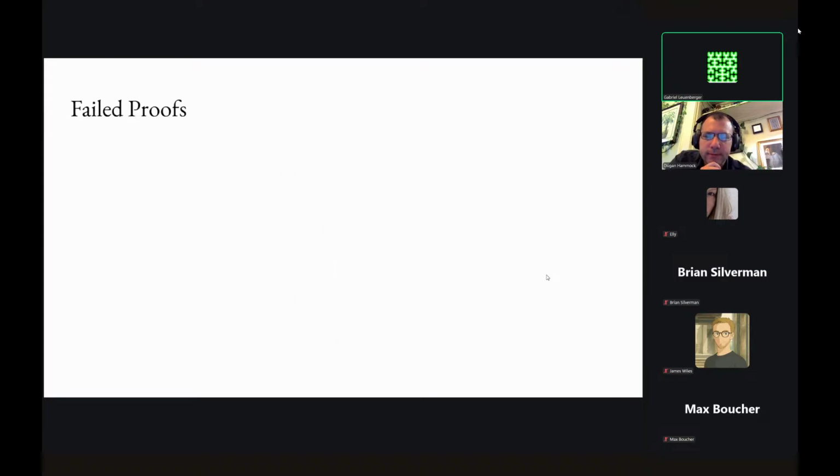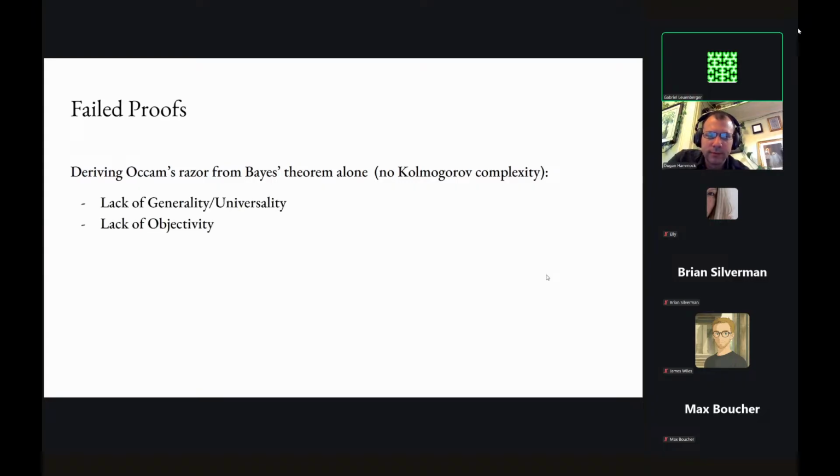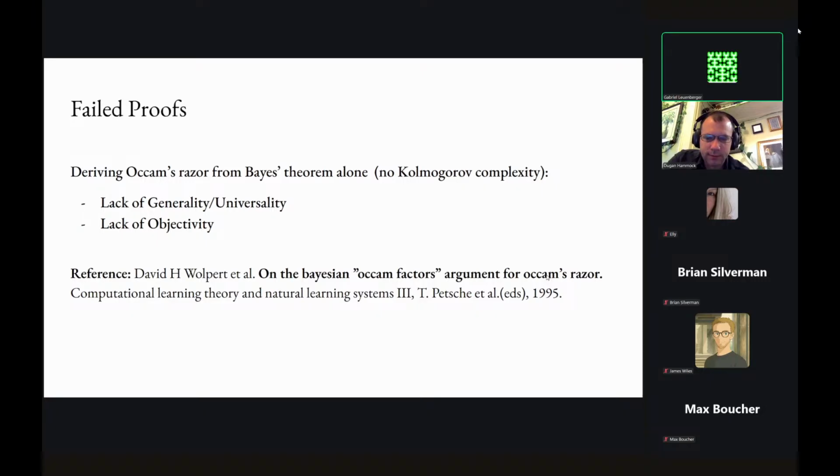And here, there's also a history. We're still in the history section, actually. There were some failed proofs. For example, they tried to use Bayes' theorem alone without further help to prove Occam's razor, and that has failed repeatedly. You can see it here in this reference, which is kind of a small collection of these failed proofs. And then similarly, also for PAC learning, PAC is probably approximately correct learning theory. There also have been proofs that were debunked and things like that.